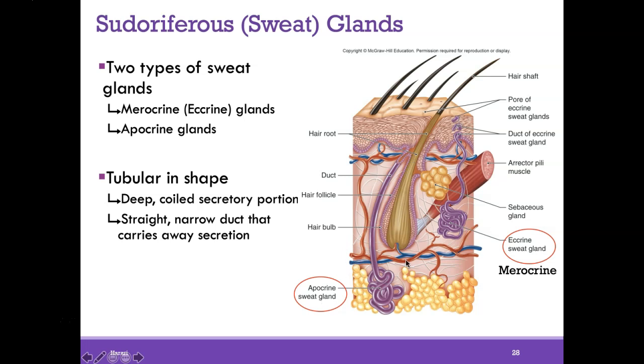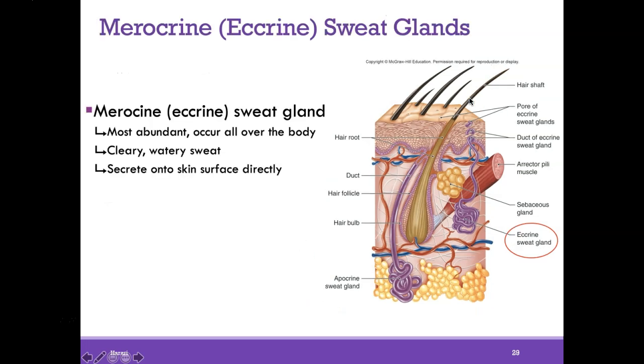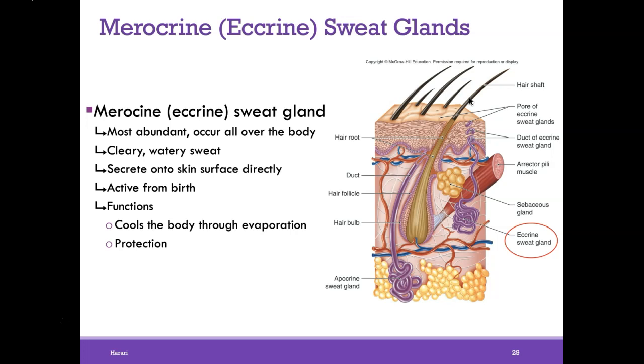But we'll see, depending on the different types of sweat glands, they secrete the sweat in different places. So Merocrine or Eccrine sweat glands are widely distributed over the entire body, but are especially abundant on palms, soles, and the forehead. Their primary function is to cool the body. These are active from birth. They give us a clear, watery sweat that's secreted directly onto the skin surface. Again, the main purpose is to cool the body through evaporation.